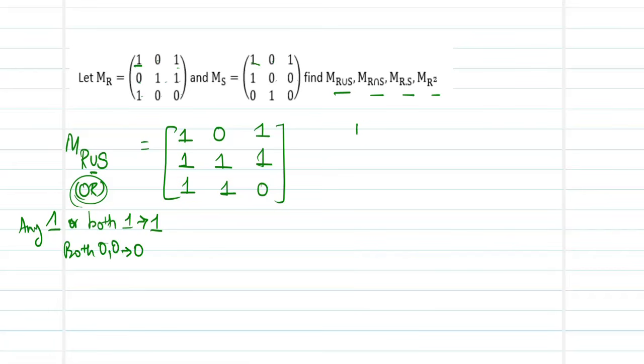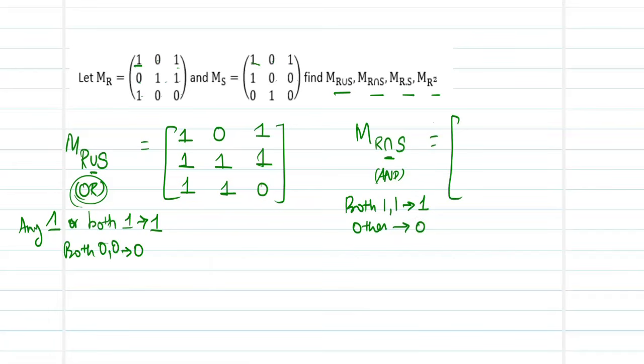Next we move to R intersection S. What is this intersection? It is nothing but our AND operator. What does our AND operator say? If both the entries are 1 and 1, then the entry is 1. In all the other remaining cases, the entries become 0.